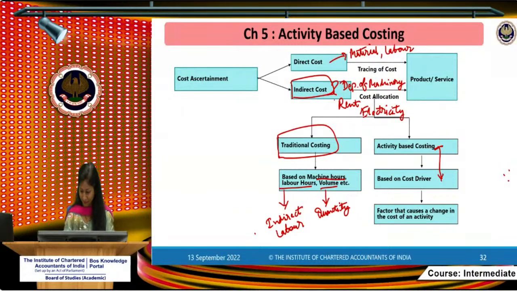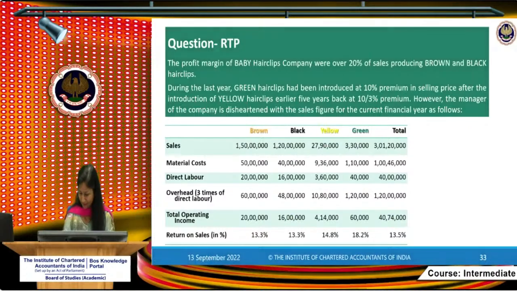Okay, let's start with the ABC question problem, which I think all are waiting for. It is better if you download or are carrying the latest RTP of the November 22 examination. If you have the RTP with you right now, it would be better to solve this question then. Otherwise it is also fine. Okay, let's start, then we will go for the queries.